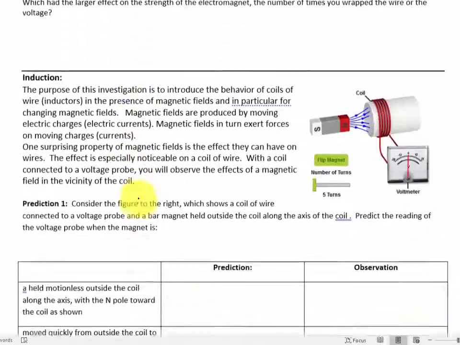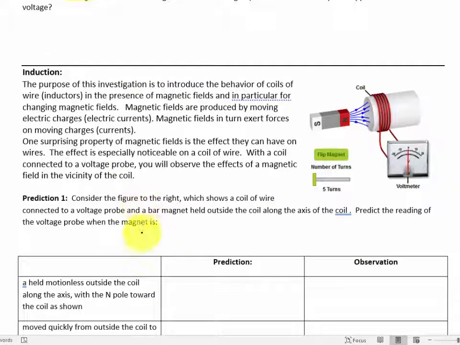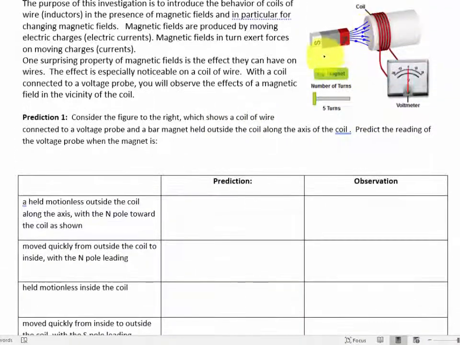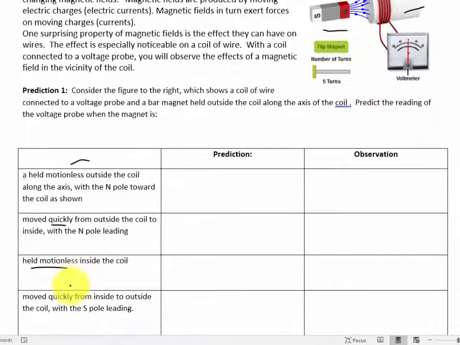Then we're going to pop back to the lab, and we're going to mess around with induction. For induction, what I'm first going to have you do is make some predictions about having a magnet outside of a coil of wires. What's going to happen when it's held motionless outside of a coil? What's going to happen when it's moved quickly from outside to inside the coil? Then held motionless inside of the coil, and then moved quickly from inside to outside.